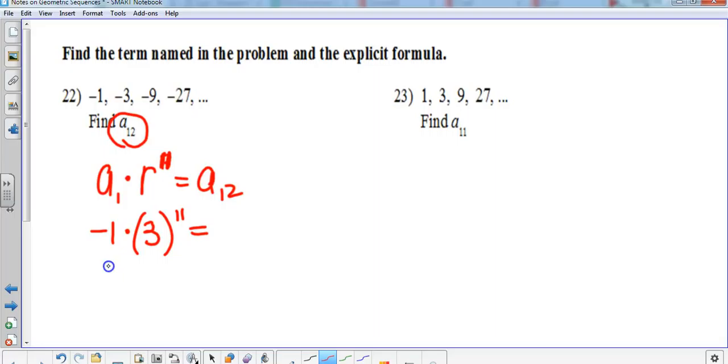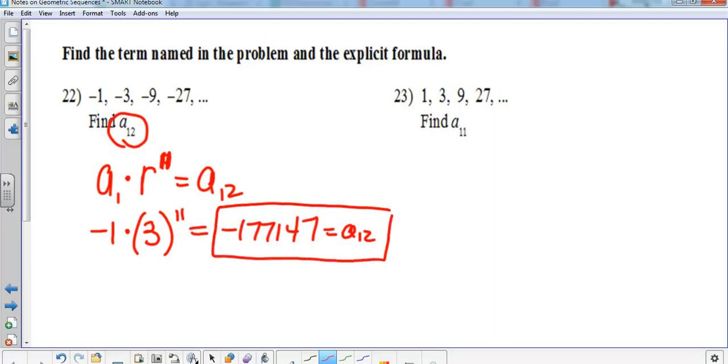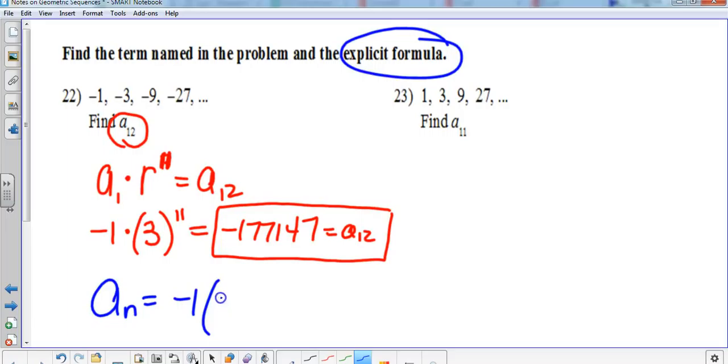Is it like 177? That number shows up several times on this worksheet. Negative 177147. Explicit formula, I mean, sorry. A sub n equals negative 1 times 3 to the n minus 1. Is there a shorter way to write that? I could leave out the 1 and just put a negative out there, I guess, but yeah, not really. Okay.